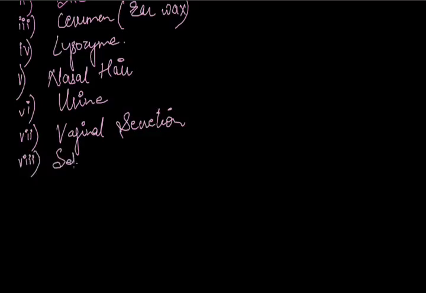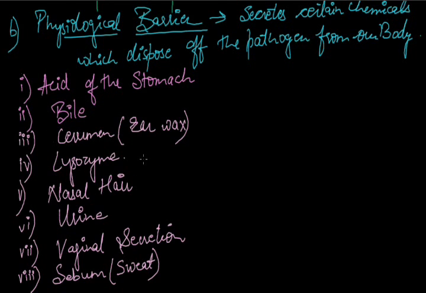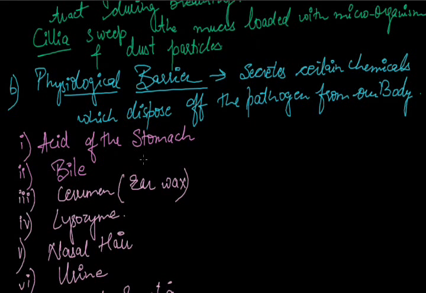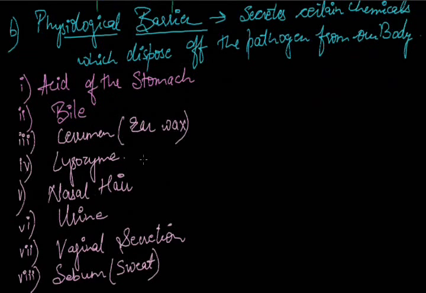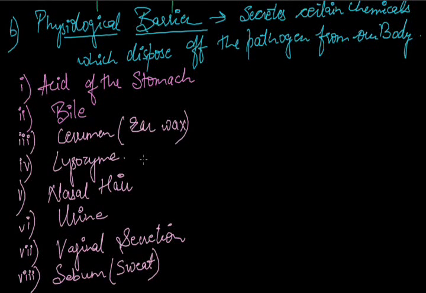Next is sebum. Sebum, which secretes the sweat, sebaceous. Sebum and sweat protect our skin and inhibit the growth of microbes. So these are the various physiological barriers which protect our body from the pathogen.